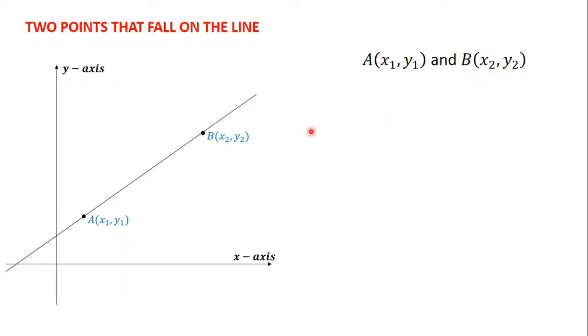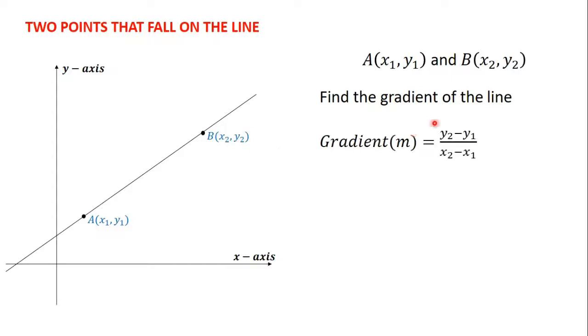Now, how do we find the equation of a straight line when we have 2 points that fall on the line? The first thing you need to do is to use these 2 points to find the gradient of the line. In the video on finding the gradient of a line, we learned that if you have 2 points with coordinates x1, y1 and x2, y2, the gradient of the line is given by the formula y2 minus y1 divided by x2 minus x1.